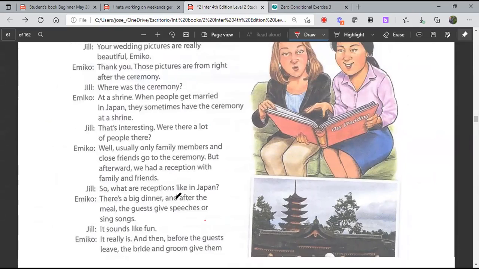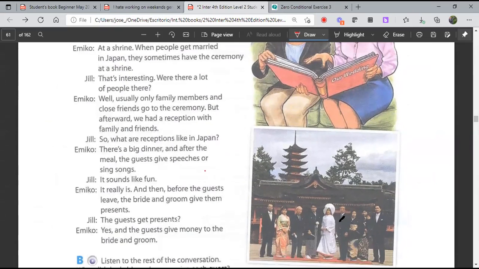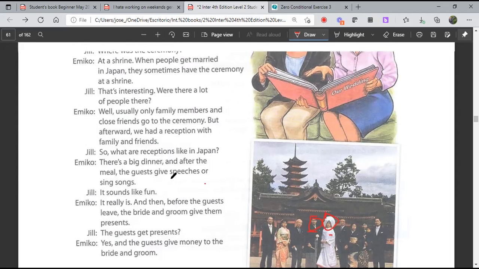And let's take a look over here. All right? You have the bride, you have the groom in there. Okay? El novio y la novia over here. Okay? That's the 10. Good.